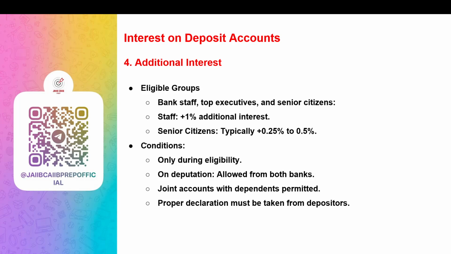A federation where bank employees are not direct members cannot get extra interest. The depositors must give a declaration that the money belongs to a current or retired bank employee, a deceased bank employee's spouse, or an association where members are bank staff.